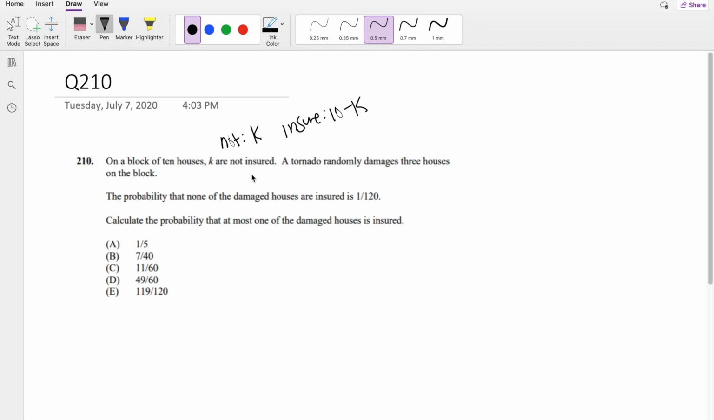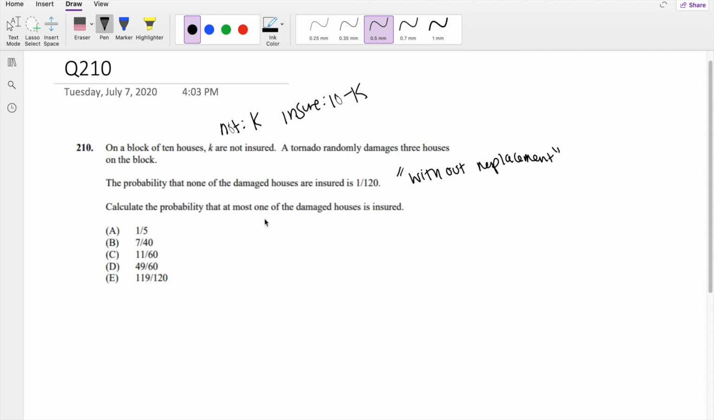But if you're on an exam and you don't want to waste that time, you can also think of it as the idea of without replacement, right? If it has the idea of without replacement, you know this is going to be a hypergeometric distribution, because in this example, if a house was damaged, then it can't be damaged again. So the probability for the first damaged house to be uninsured is K, but once that house is chosen, the probability for the next one is K minus 1. So the probability changes, and that's why it's a hypergeometric distribution. So then we can use that formula.